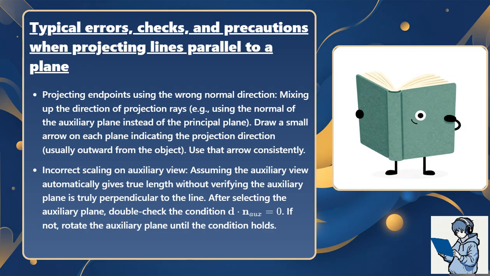Incorrect scaling on auxiliary view. Assuming the auxiliary view automatically gives true length without verifying the auxiliary plane is truly perpendicular to the line. After selecting the auxiliary plane, double-check the condition D · n_aux = 0. If not, rotate the auxiliary plane until the condition holds.